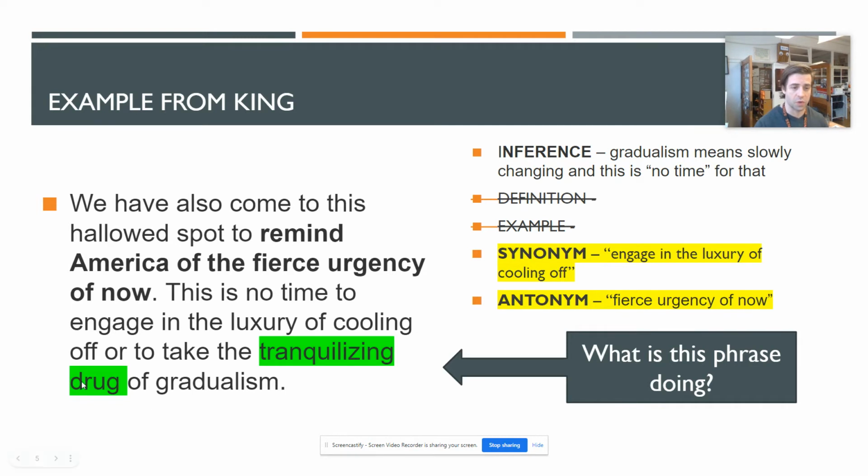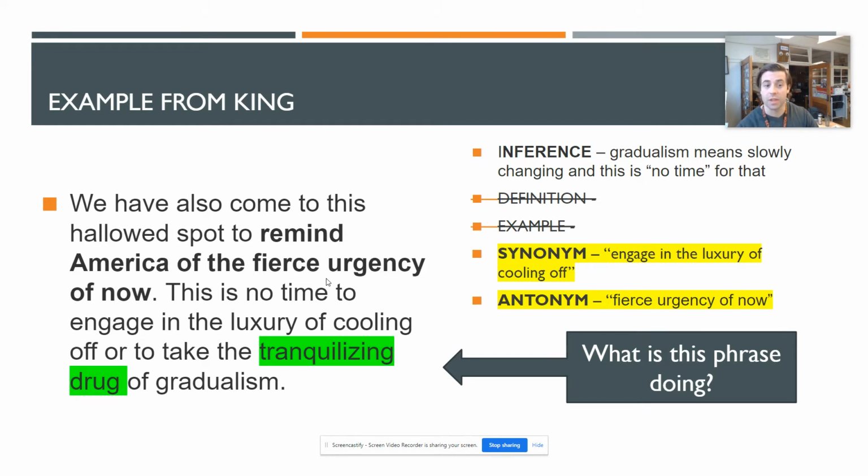So we're going to look at this tranquilizing drug. Well, we've got this paragraph from King, and he says, this is no time to engage in the luxury of cooling off or to take the tranquilizing drug of gradualism. So as I'm looking at this, I don't have a definition. I don't think I have an example, but I do have an inference. I know that gradualism, like if something is gradual, that means that it's slowly changing over time. We also have a synonym: we can't engage in the luxury of cooling off or to take the tranquilizing drug. So those two things are similar.